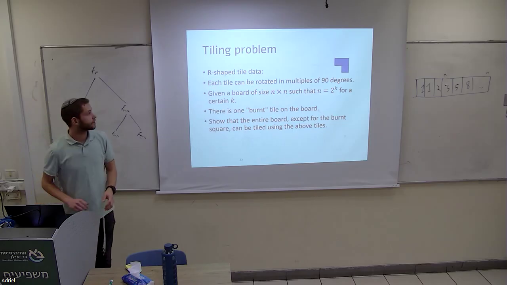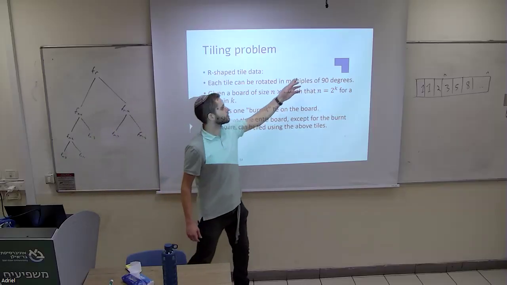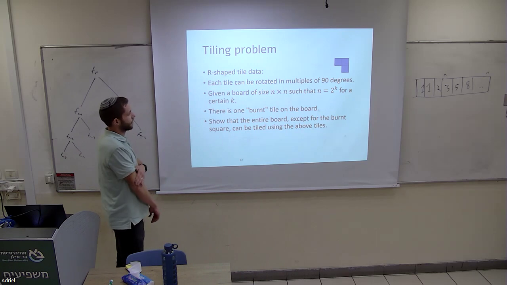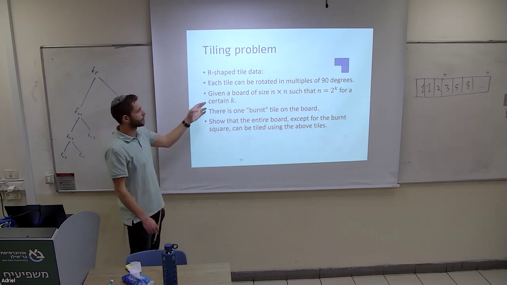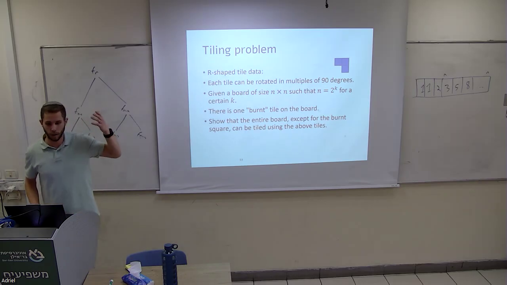All right. So, tiling problem. We have these L-shaped tiles, right? Basically an L, three tiles in that shape. They're given a board of n times n such that n equals some power of 2.